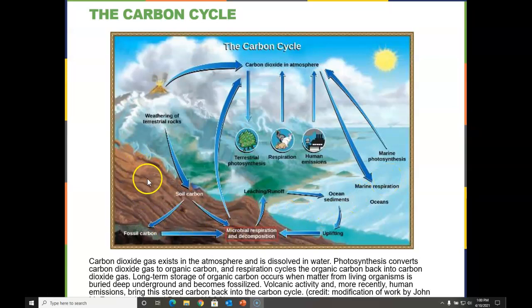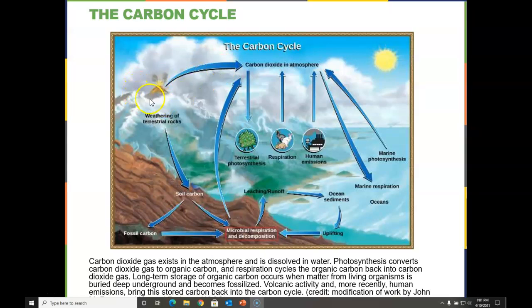Now, in the geological area here, we see that microbes, so decomposers in the soil, are able to break down previously living organisms, and that can allow for carbon to be leached into waterways and enter back into the water system. We can also see that during the decomposition, they can form carbon dioxide, which can go back up into the atmosphere. Now, we can also see that there are other routes for getting carbon dioxide into the atmosphere.